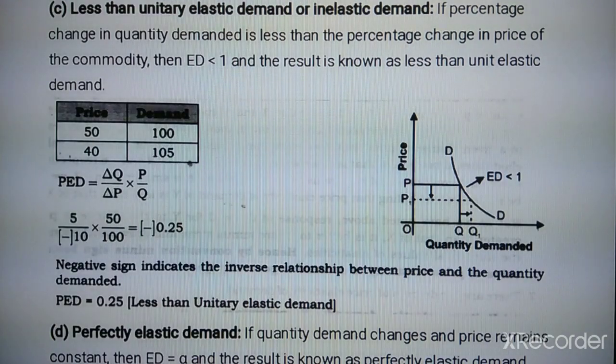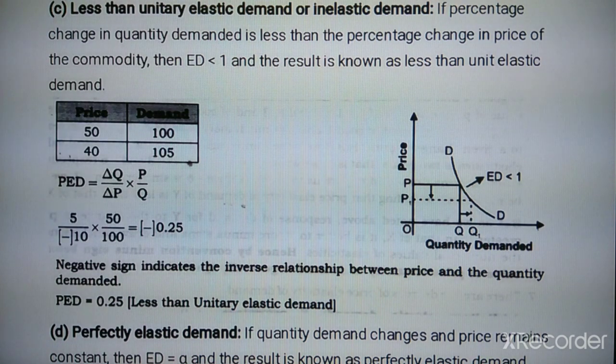Now next is inelastic demand, or less than unitary, meaning if the elasticity of demand is less than 1, that is called inelastic demand. If it is more than 1, it is called elastic demand. If the percentage change in quantity demanded is less than the percentage change in price of the commodity, then elasticity of demand is smaller than 1. And this is called inelastic demand.